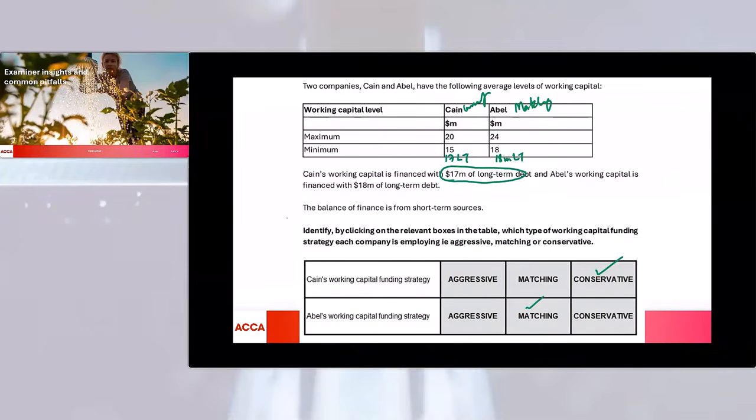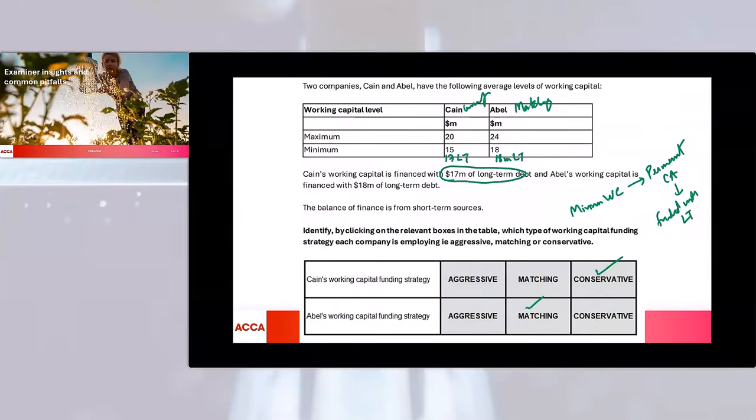The balance of finances from the short-term sources. Click on the relevant boxes in the table to identify which type of working capital funding strategy each company is employing, whether it is aggressive, matching, or conservative. So here we've associated the minimum working capital with the permanent current asset. That permanent current asset is supposed to be funded with long term.